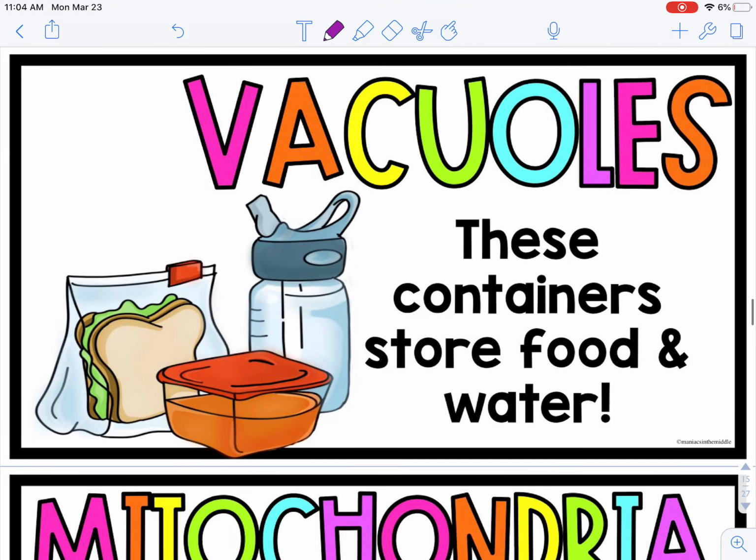So another way to think of it, think about containers when you pack your lunch or when you pack up leftovers after supper. So things like baggies, containers, your water bottle, they're all storing food or water. And think of a trash bag storing waste for the cell.